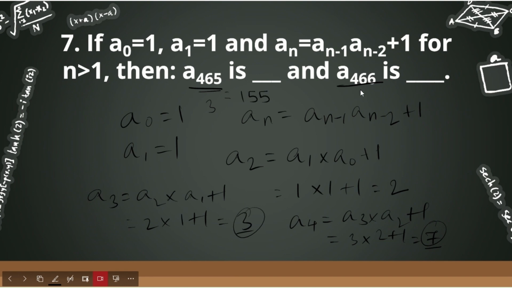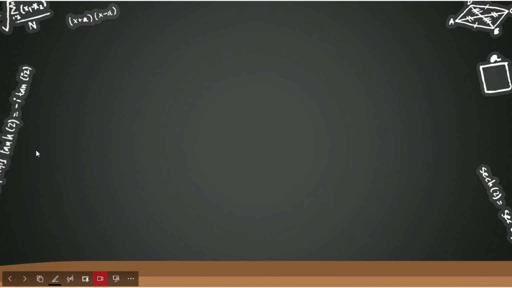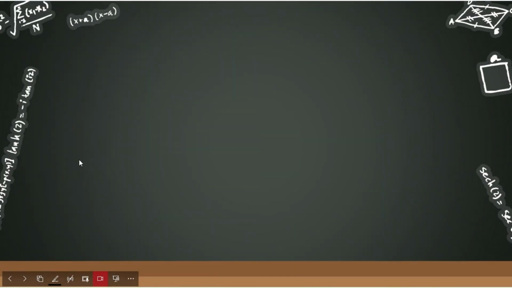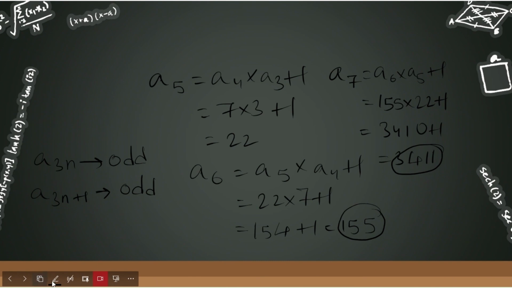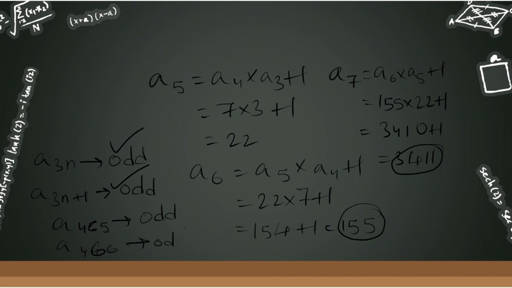155. So this is divisible by 3, and this is just the next numbers. So by this logic, it's 3n, this one, and this one is 3n plus 1, this one. So by the logic we got, A3n is odd, A3n plus 1 is odd. So A465 will be odd, and A466 will also be odd. And this is our final answer.